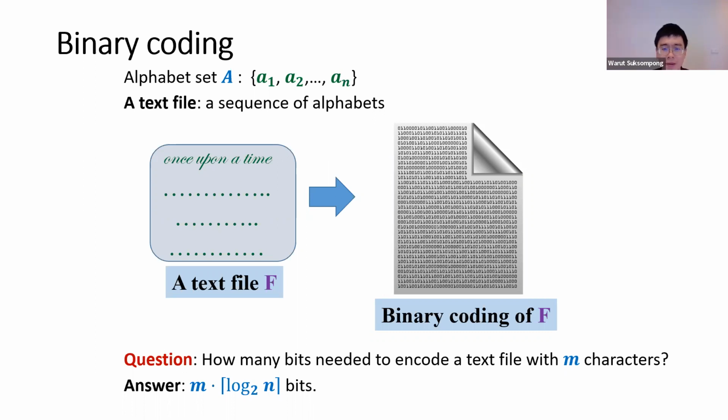So how many bits do you need to encode this file? If you do it in a straightforward way, you make an encoding for each letter in the alphabet, and then you use that to encode each character in the text file. So that's going to take m times the ceiling of log base 2 of n bits, right?